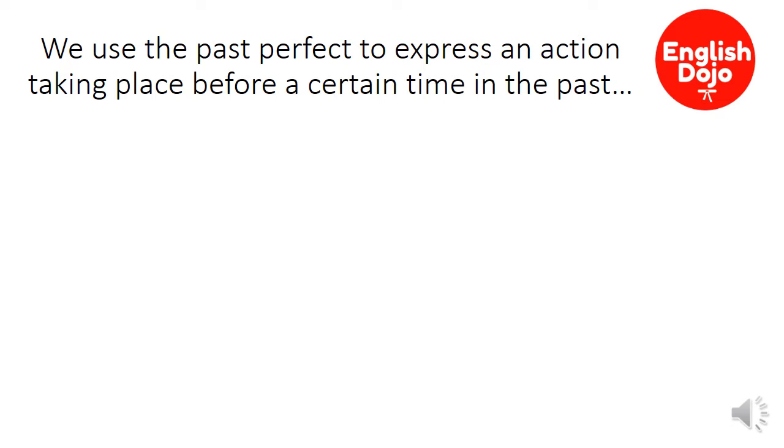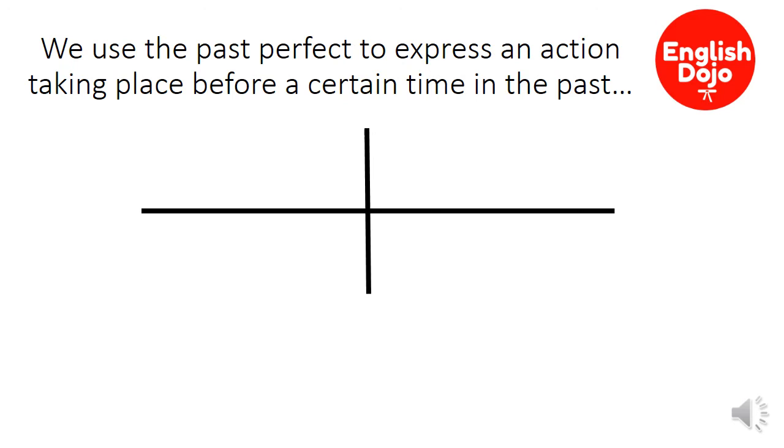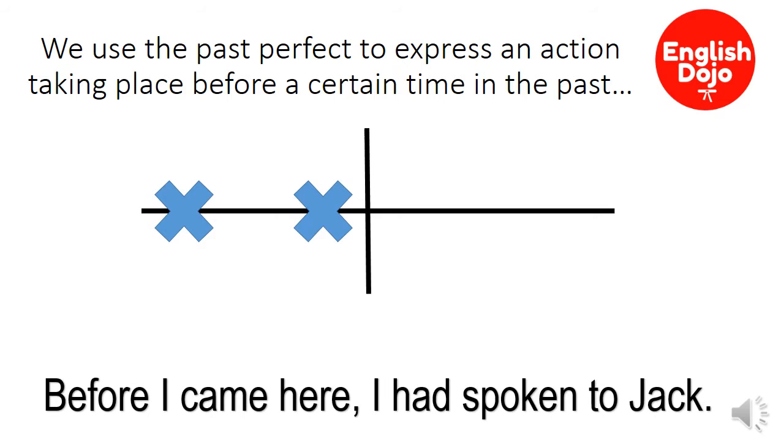We use the past perfect to express an action taking place before a certain time in the past. So in the timeline, we have the present represented by the vertical line and time represented by the horizontal line. In the past perfect, we use it to express an action that happened before something else. For example, before I came here, I had spoken to Jack. So first I spoke to Jack, then I came here. That's when we use the past perfect.